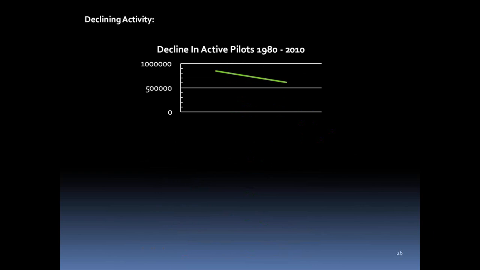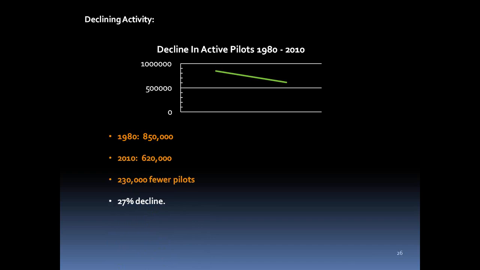Let's look at the declining number of active pilots. Now the FAA defines an active pilot, and that's what these numbers are that we're going to look at, as a pilot who holds a current medical. It doesn't really mean you're flying, just that you have a current medical. In 1980 there were 850,000 active pilots. In 2010 we're down to 620,000, and I've heard rumors that they're going to revise that number to under 600,000. But using that 620,000 figure, that's 230,000 fewer pilots. A 27% decline.